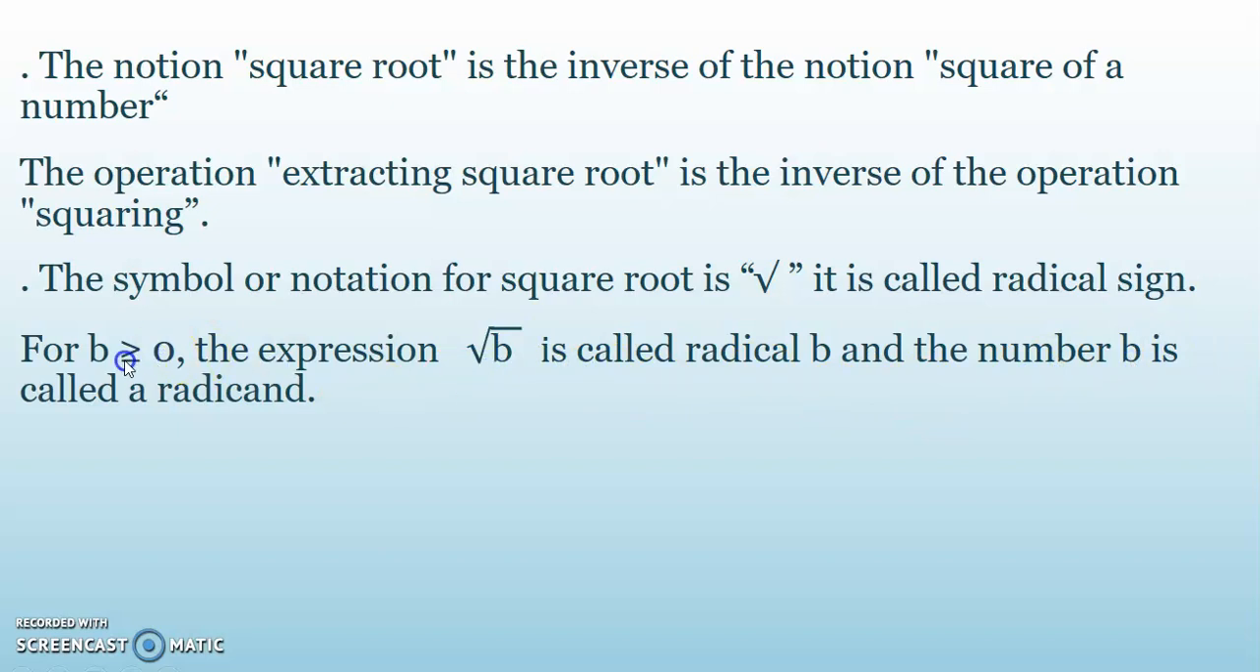Because any number which is less than 0 cannot go inside the radical sign. That wouldn't be a rational number.